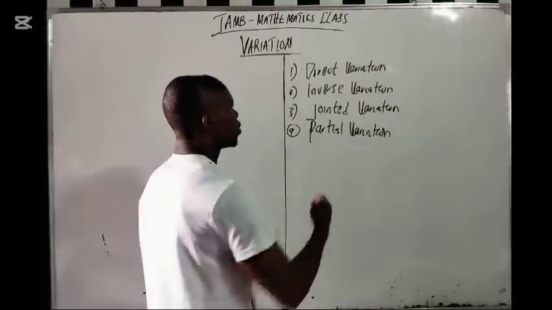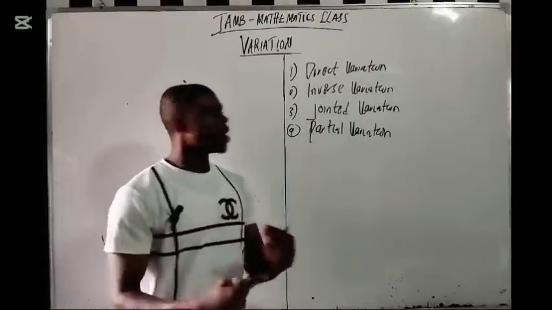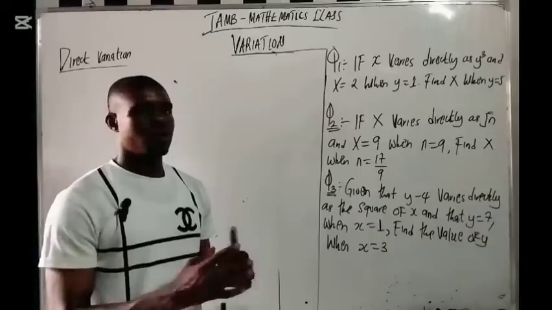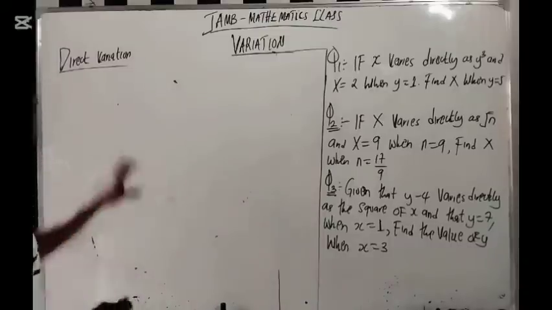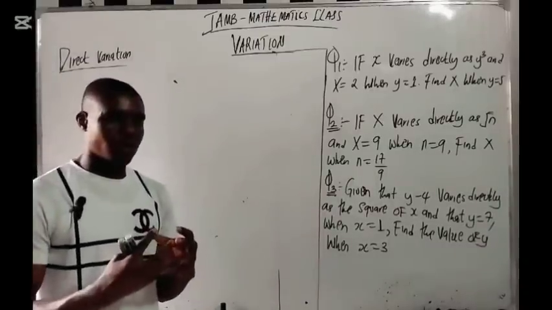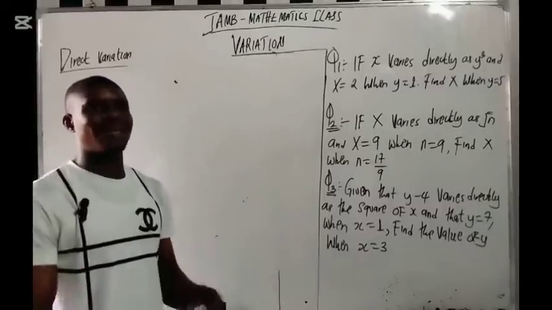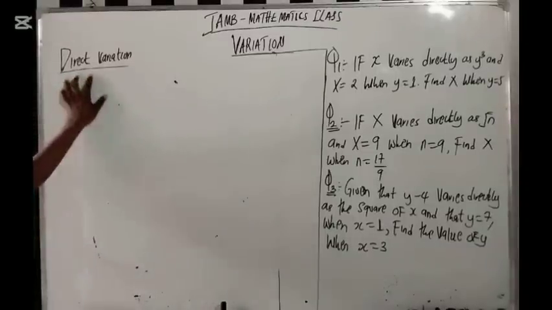So now let's pay close attention to what is called direct variation. We're going to solve a lot of questions on direct variation. Do you understand? When we talk about direct variation, it means directly proportional, or proportional. When you say directly proportional or proportional, you're talking about direct variation.